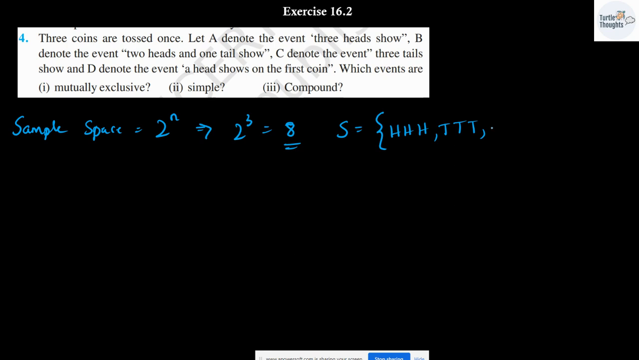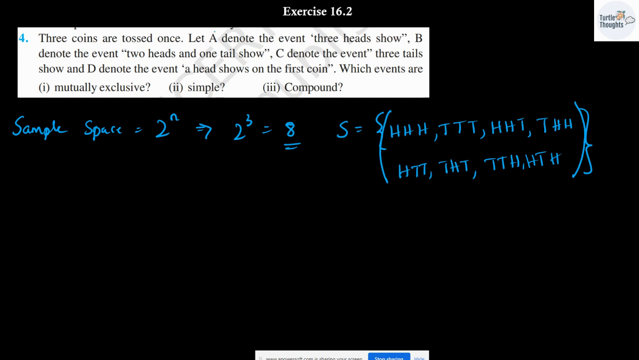Tail, tail, tail. Head, head, tail. Tail, head, head. Head, tail, tail. Tail, head, tail. Tail, tail, head. Head, tail, head. Right? What else do I have left? This and this are taken. THH is taken. THT. So, HTH. These are the sample space of a coin when three coins are tossed at once or simultaneously.